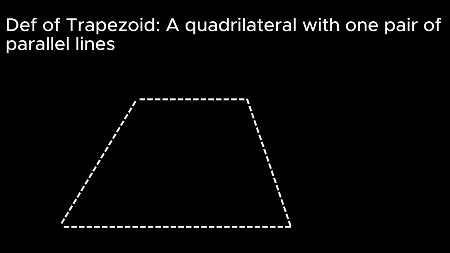The definition of a trapezoid is just a quadrilateral with only one pair of parallel lines. As you can see, this is a trapezoid. You've probably seen it before, and you see how the top and the bottom, the parallel sides, are called the bases. The top and the bottom are parallel. And the non-parallel sides, the one on the left and the one on the right, those are called legs.